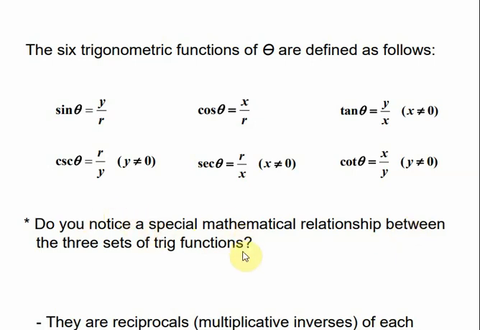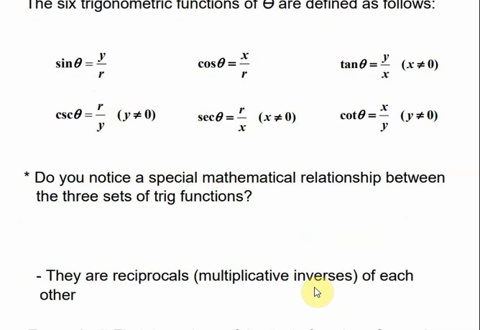So do you notice any special mathematical relationship between the three sets? So here's a set, here's a set, and here's a set. Do you see any relationship between the three sets? These three sets are reciprocals of each other. So we have our three main functions, sine, cosine, and tangent, and then we have the reciprocal functions.